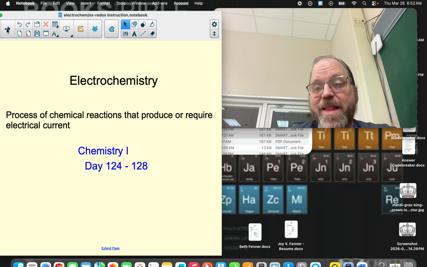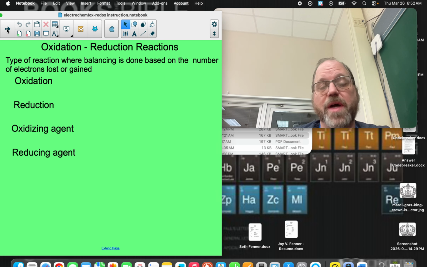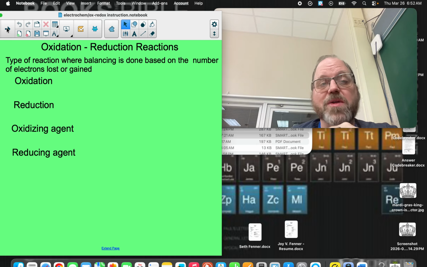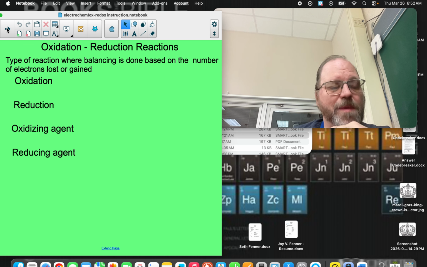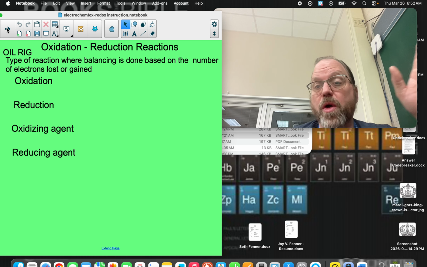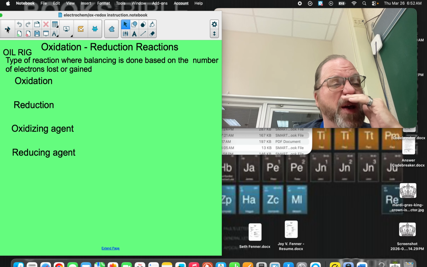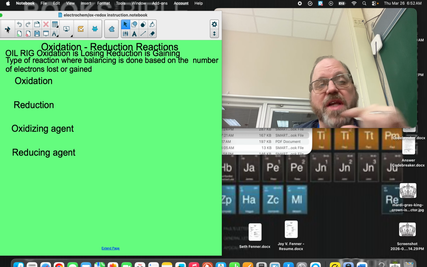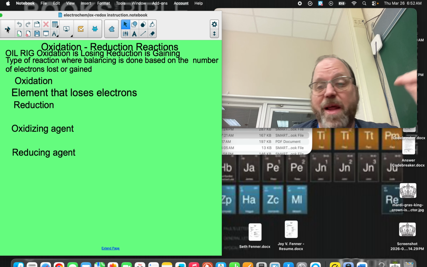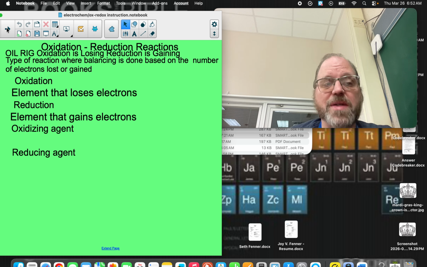So we're going to begin this process, of course, with oxidation-reduction. Definition of oxidation reaction: a type of reaction where balancing is done based on the number of electrons lost or gained. Remember the acronym we used to help memorize that, OIL RIG: oxidation is losing, reduction is gaining. So oxidation is the element that loses an electron, and reduction is the element that gains electrons.